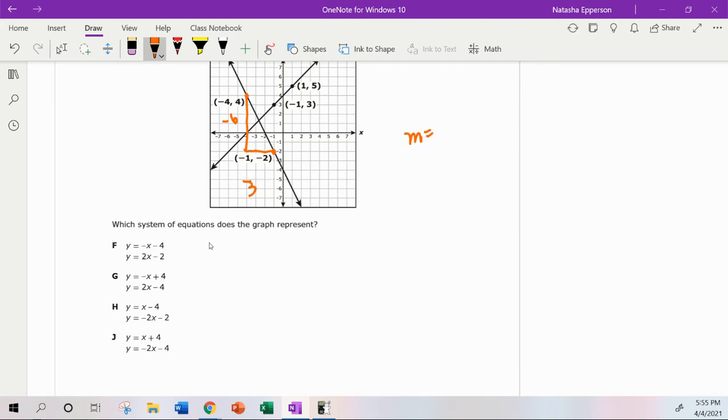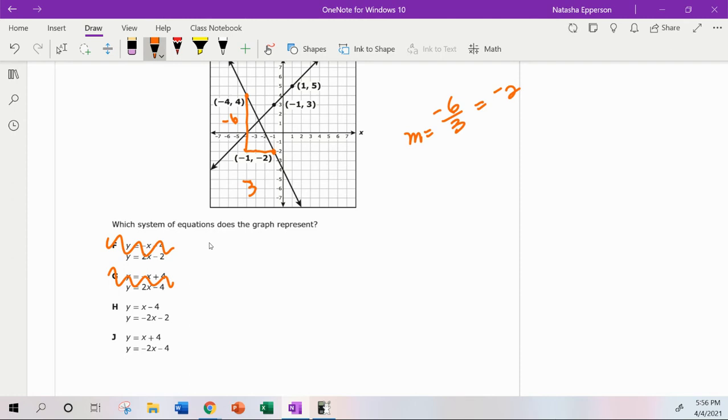So this one has a slope of negative 1, 2, 3, 4, 5, 6. Oh, hold on, wait. That's going to be negative 6 over 3, which gives me negative 2. So that eliminates G, that eliminates F, because they have a slope of positive 2. H and J have a slope of negative 2.